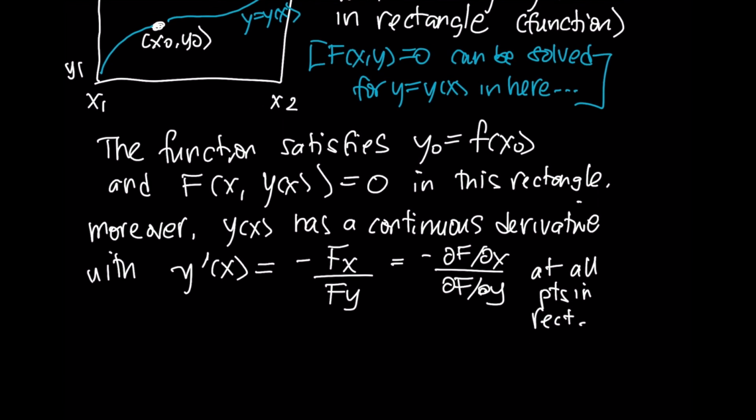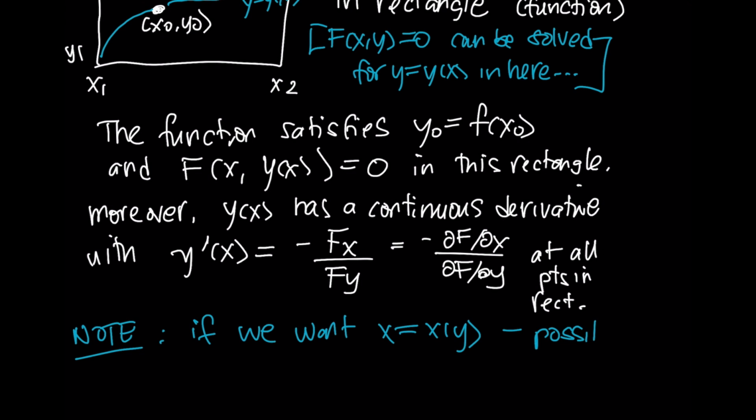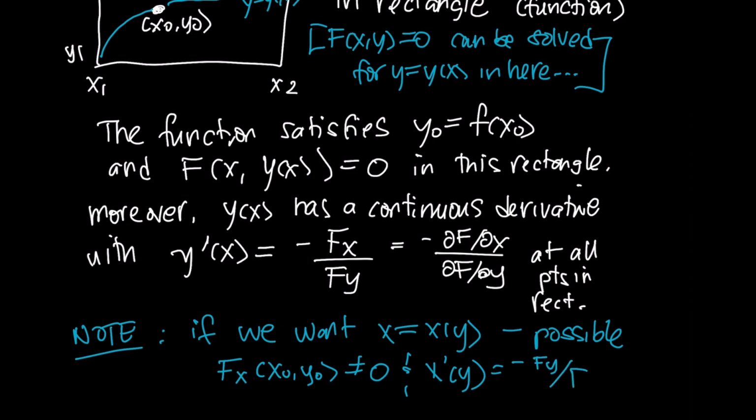Now, the other thing that you should note is if we wanted to just write x as a function of y, so switch the variables around, this is also possible, but what it's going to require is that the x partial derivative at that point is not 0, so that we could just use this in reverse, and we would find that this is what our result would be. It would be negative fy over fx. But we're just going to state it in terms of this version so that we can have our usual y as a function of x.